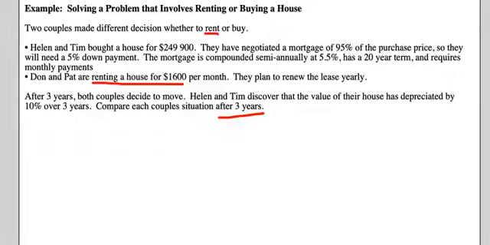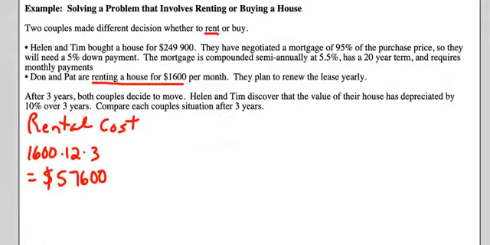So how do we figure out that? Well, it's just $1,600 every month for 3 years. So that would be 1,600 times 12 times 3 for the years, and that will give you $57,600. That's how much it would cost to rent for 3 years. That was the easy part.